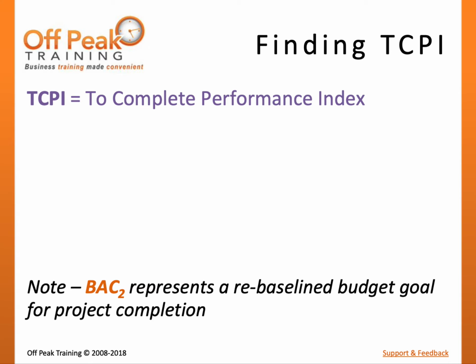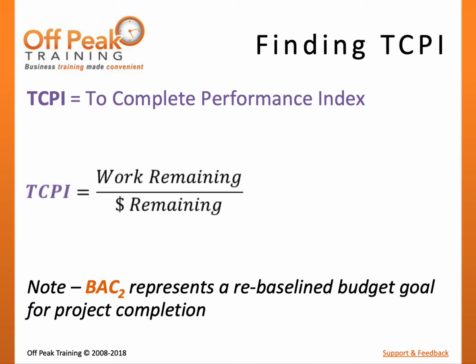The basic premise of TCPI is to find the ratio of work remaining expressed in dollars against the amount of money left in the budget. By dividing the work remaining and the dollars remaining, we can determine a performance index that the project must work at to complete the project at plan.